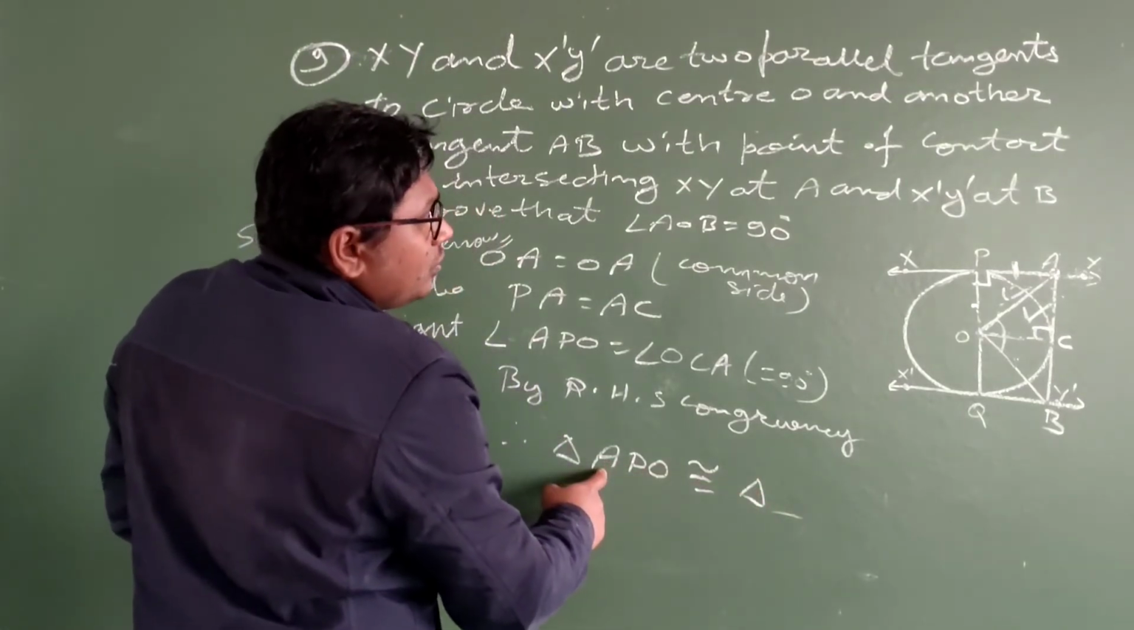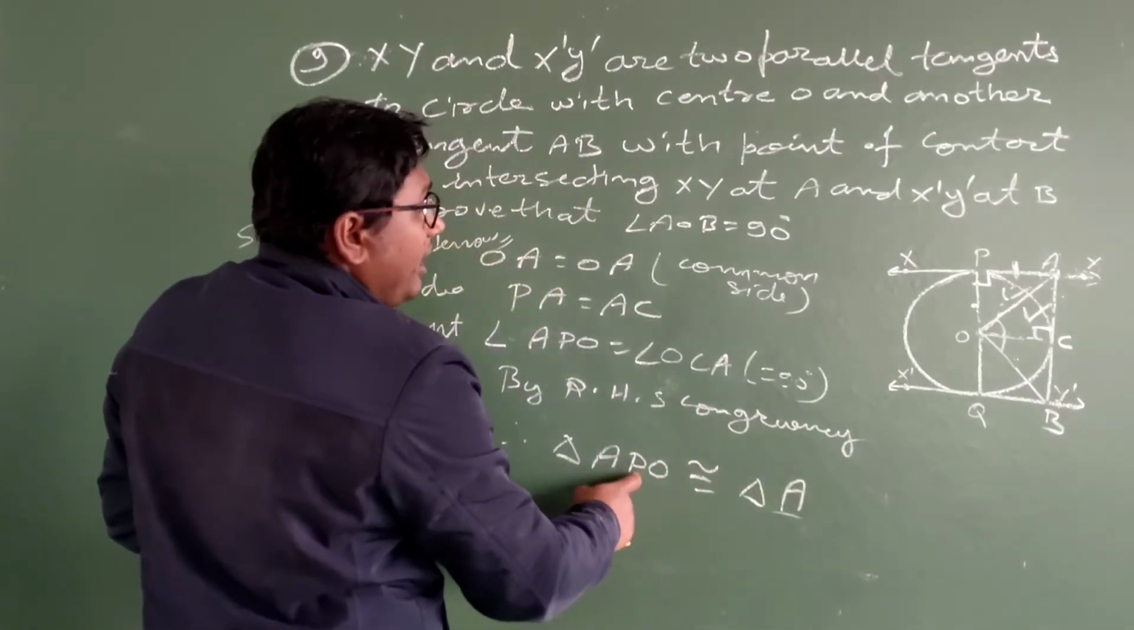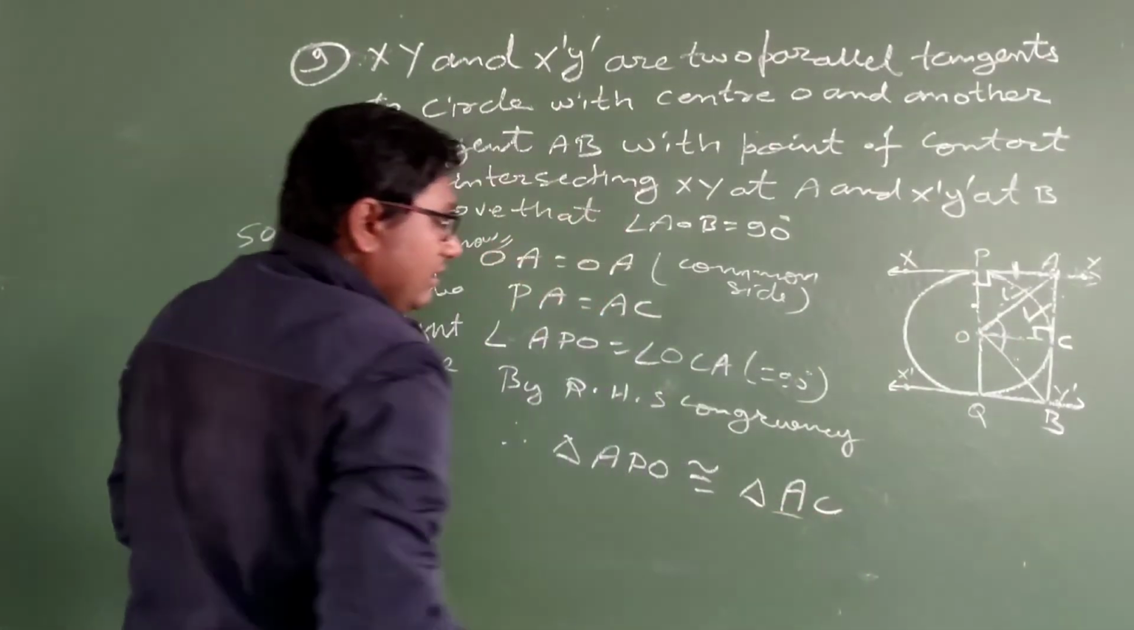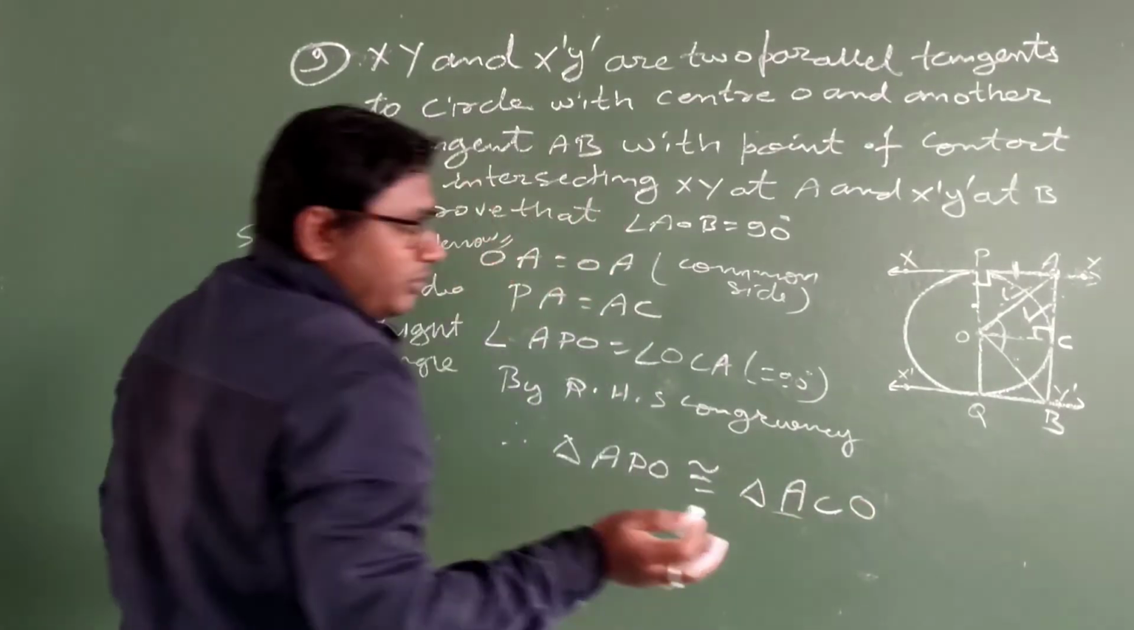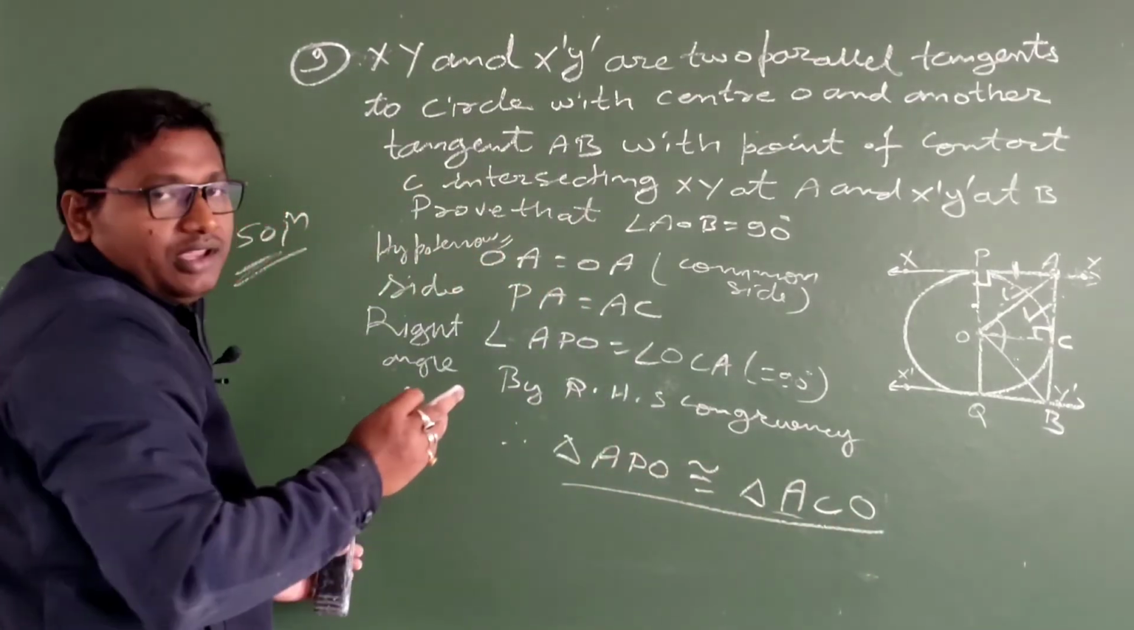Here is A, so the corresponding part of this A will be A only. The corresponding part of P will be C in this triangle, and O will be O. The corresponding part of O will be O. So this is the name of the triangle. So these two triangles will be congruent.